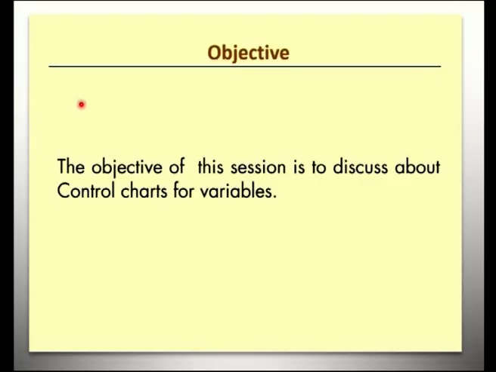In continuance with the discussion about statistical quality control, in this session we are going to talk about control charts, which depict the quality of the products under study. So, the objective of this session is to discuss control charts. There are two types of control charts: control charts for variables and control charts for attributes. In this session, we are going to talk about control charts for variables.